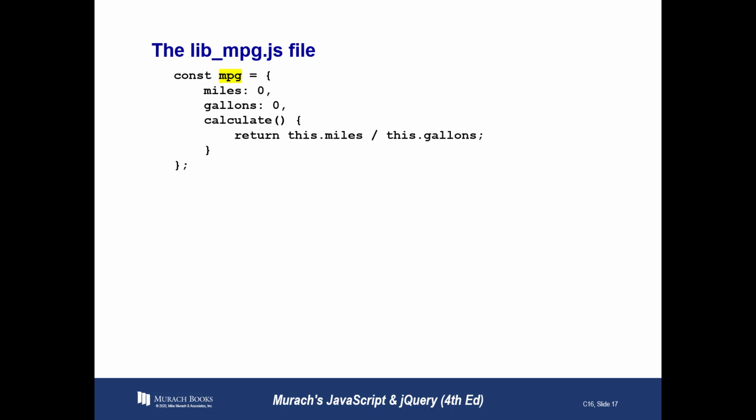All right, so notice here the lib MPG file. So what do we have? We're saying that anytime you create a miles per gallon object, it will have a miles, which is really miles driven. It will have a gallons, which is really a gallons used. And it'll have a calculate routine, which will return the miles driven by the gallons used, which is your miles per gallon.